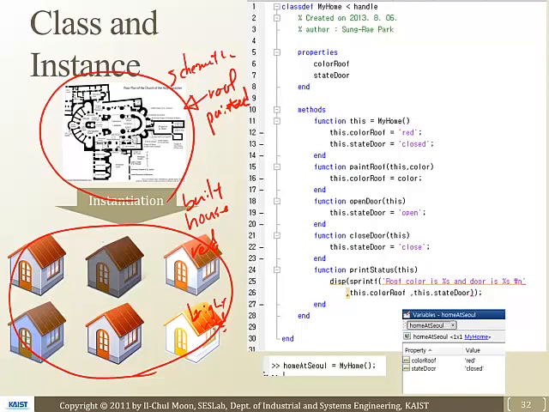So the class works like this. A class is a schematic that defines how to organize our data and functions, right? And the built houses are the instantiated houses, the objects. The building construction phase is called instantiation. So let's start with a very simple class example like this.